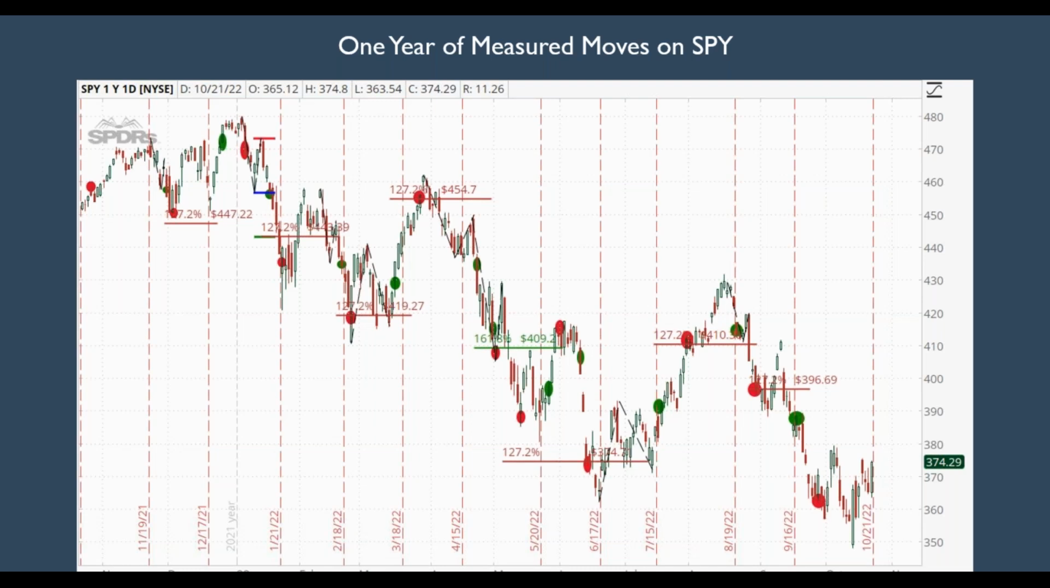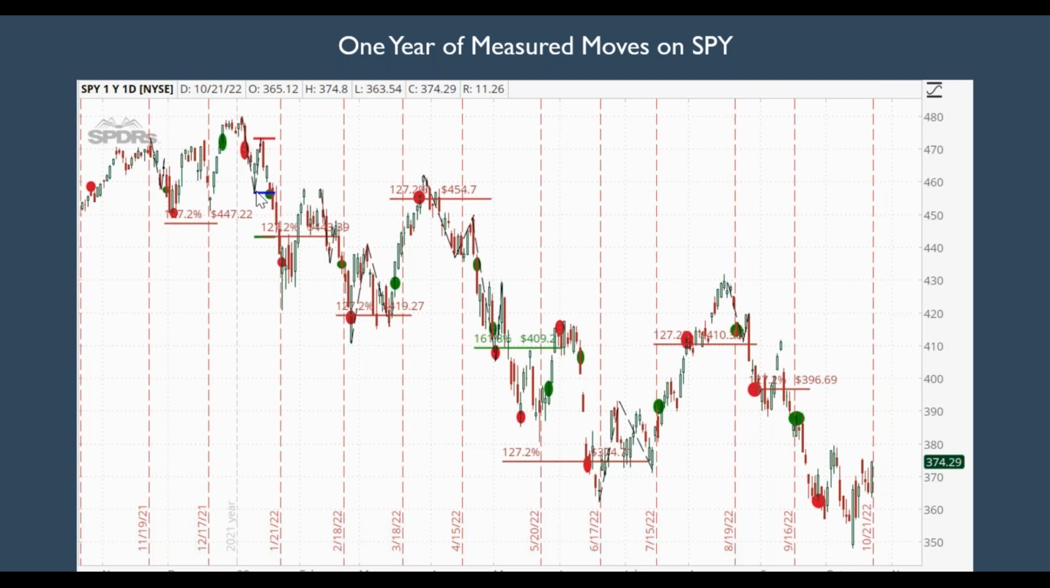So let me just show you on this chart. This is 1 year of measured moves on the ETF of the SPX, which is the Spider. My green dots are when a measured move occurred. That's an entry, and then the 127 is where I exit. So this was a profitable trade. This was a wash. This was a wash.